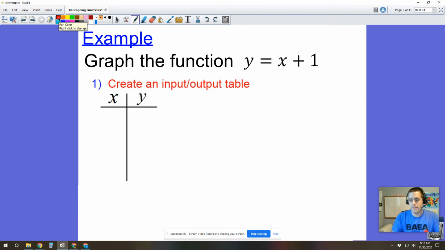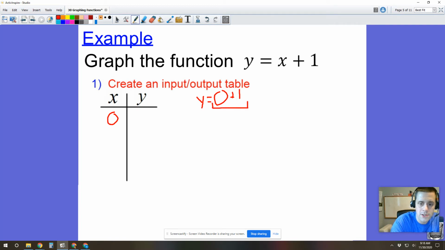I always recommend starting with an input value of 0. So I'm going to take that 0 and plug it into x. So instead of y equals x plus 1, I'm going to have y equals, in place of the x, I'm putting a 0 plus 1. And now I perform this calculation. 0 plus 1 gives me 1. So when x equals 0, y will equal 1.